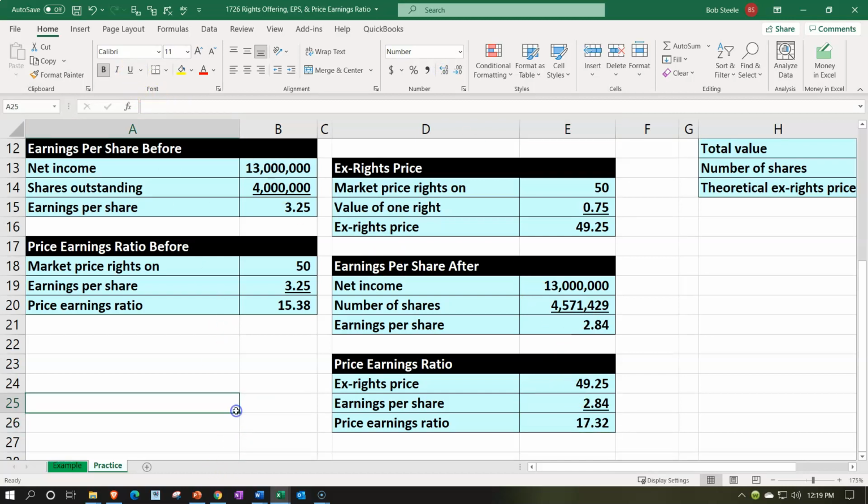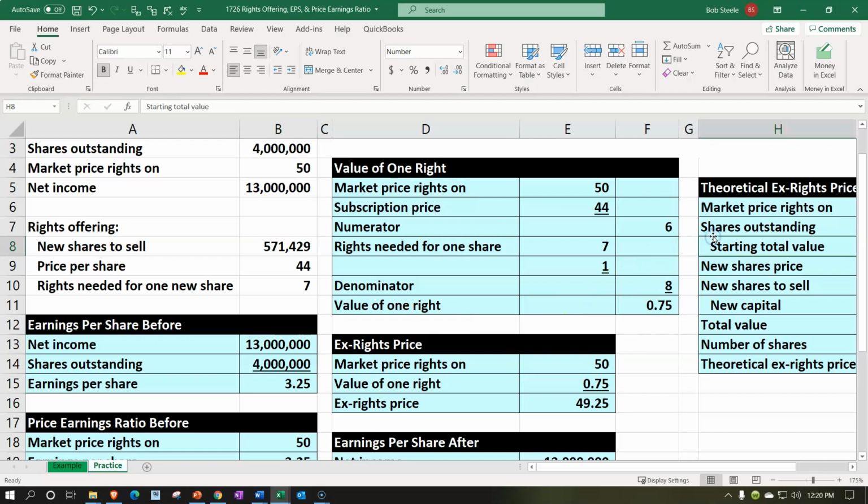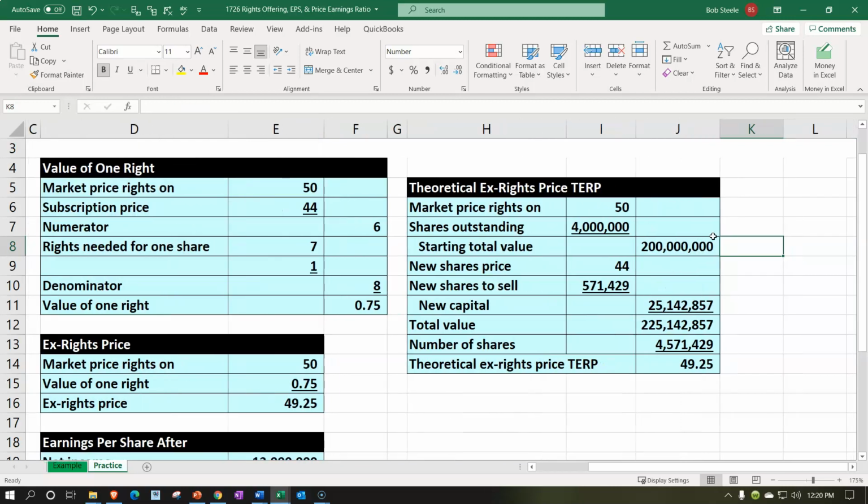We've got the price earnings ratio, the 17.32, compared to the price earnings ratio of the 15.38 before the rights offering. So again, that's another thing you could take into consideration, when you're thinking about basically where everything stands beforehand and after the rights offering takes place. Obviously, if you think about this calculation over here, before the rights were offered, we had the market price at the 50, then the rights were offered.